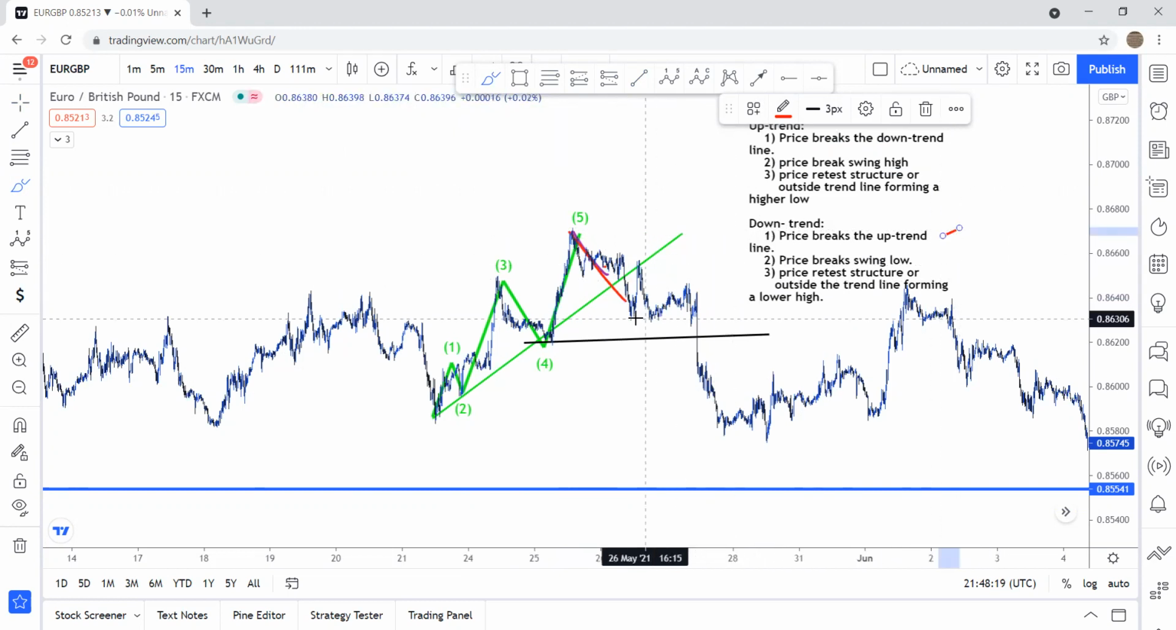Check. Now, look at this. Price retest, right? You can look at that or this, either or. Price retest. So it did step 3 before doing step 2, which is okay, guys. Price retest, right? The structure.